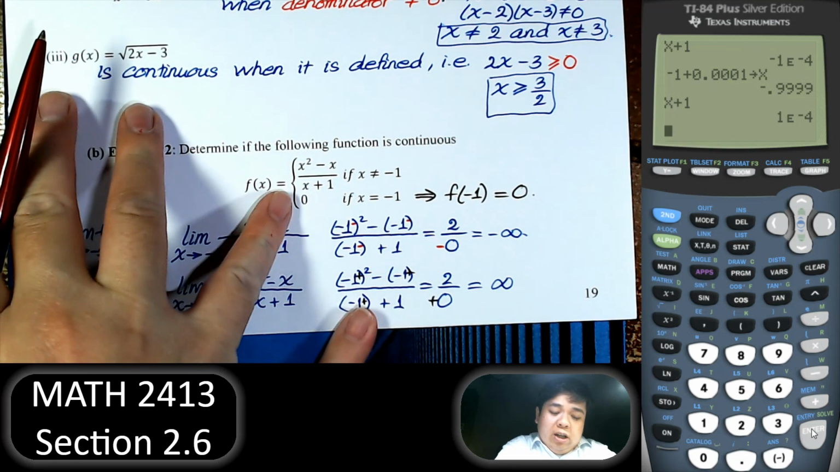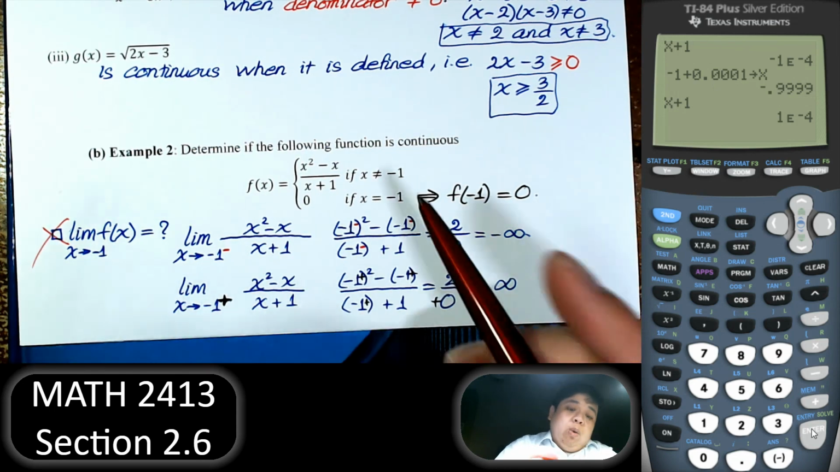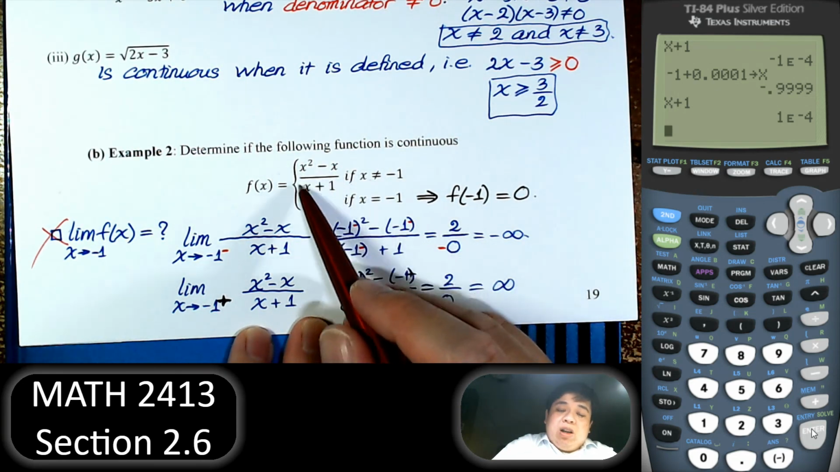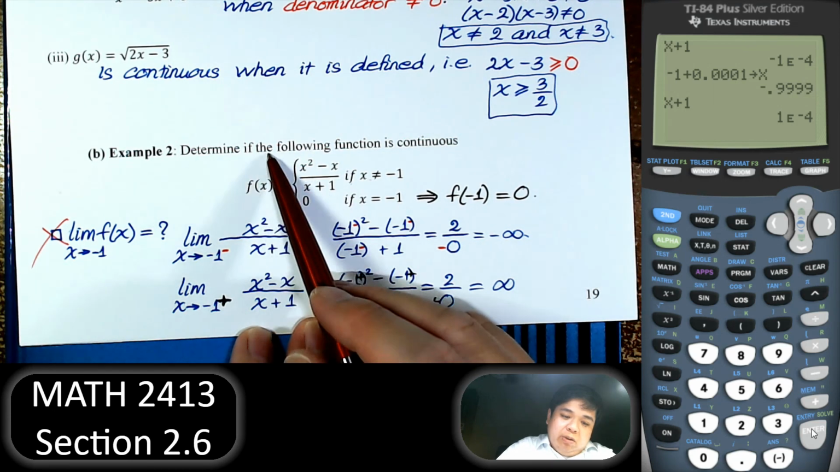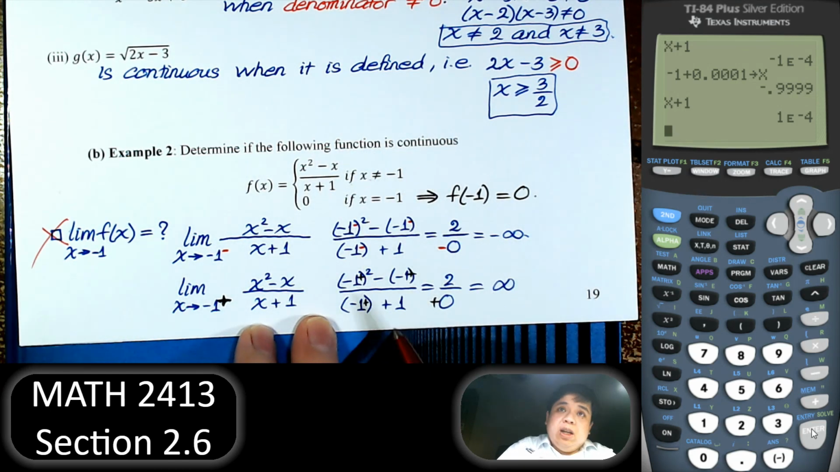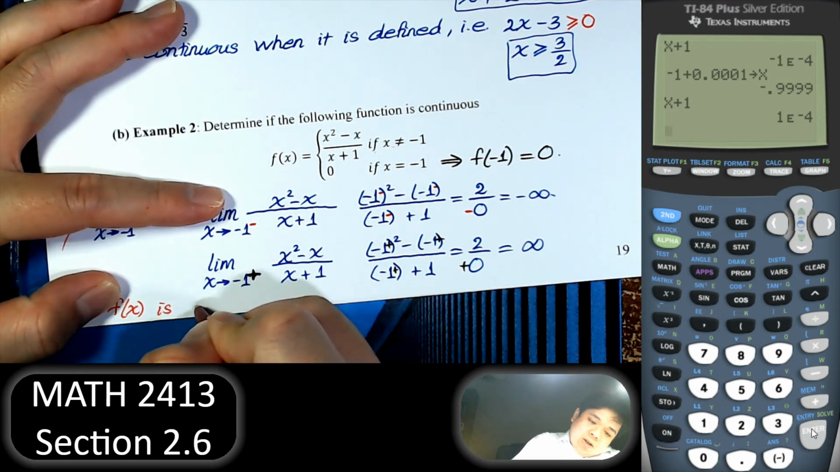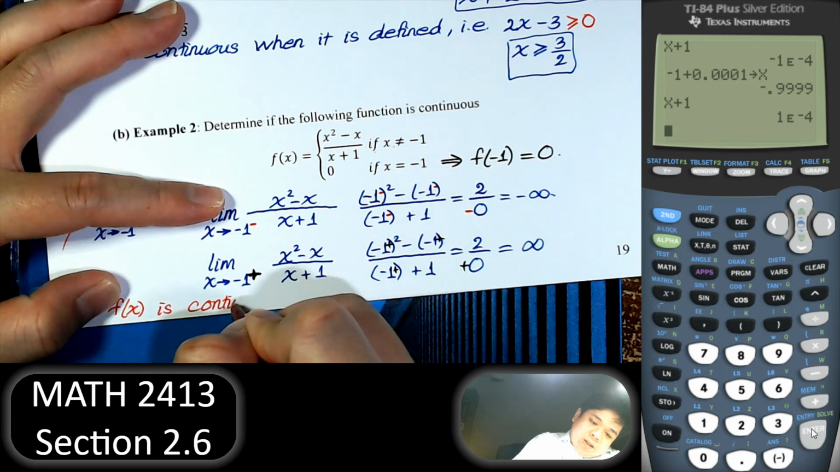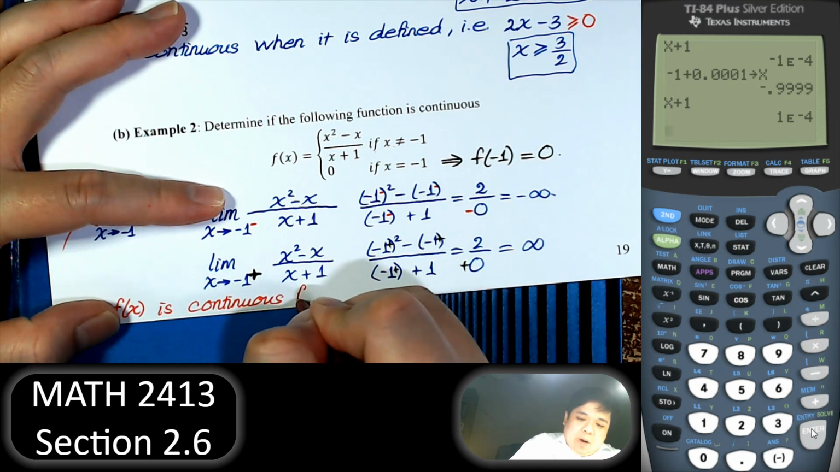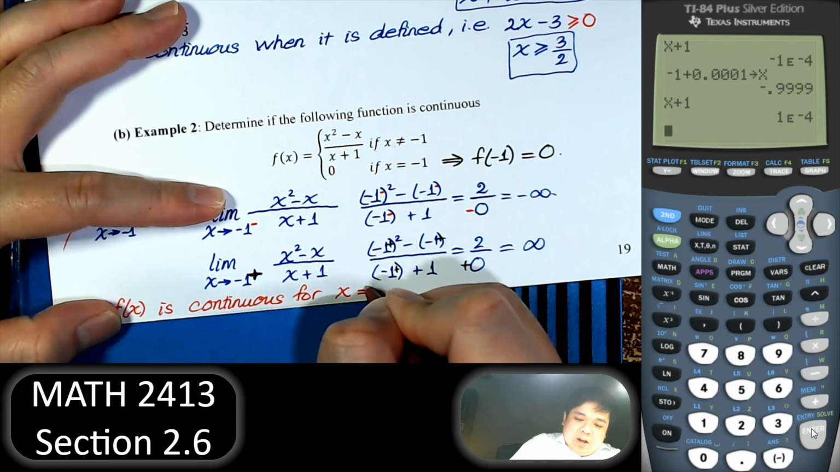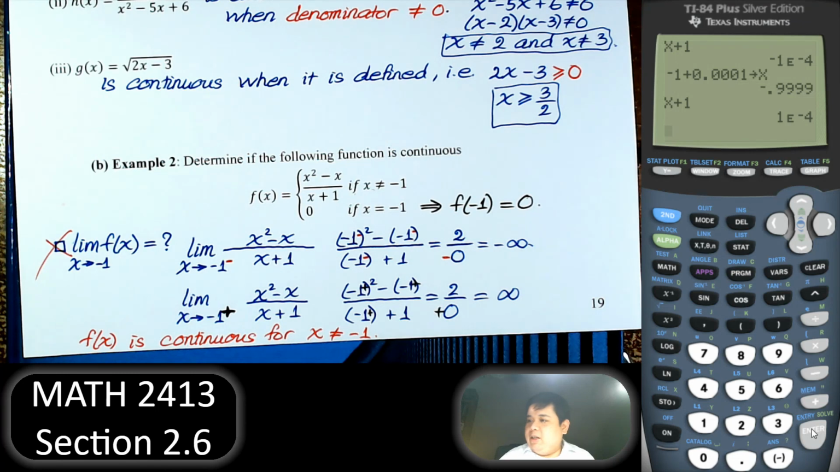So this function is continuous everywhere except at x equal to -1. When x is not equal to -1, this function is continuous. So determine if the following function is continuous. We said f of x is continuous for x not equal to -1. Right, so that's what we have.